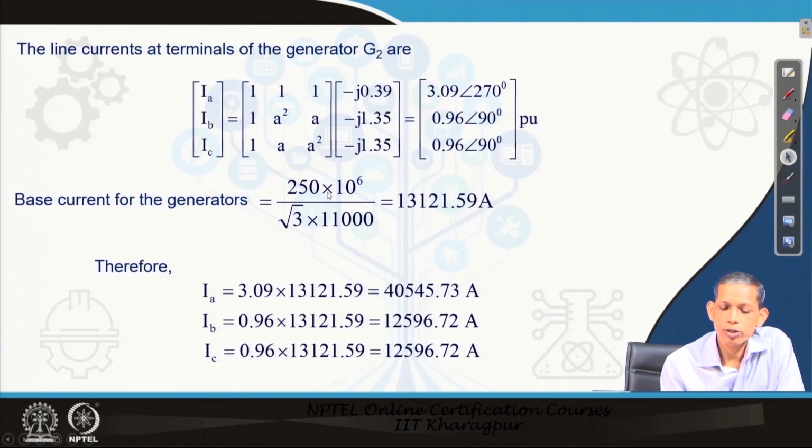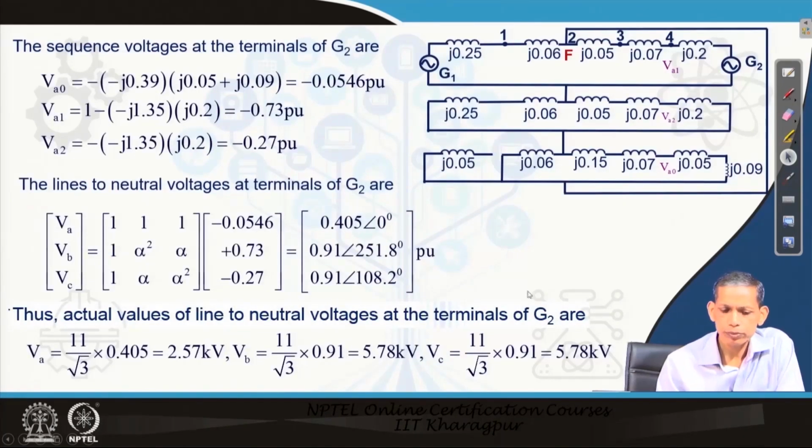Base current for the generators: 250 MVA, and the base voltage is 11 kV. Therefore, the corresponding base current is 13,121.59 ampere. Multiply this base current by the per unit values, and you get the corresponding set of currents for phase A, phase B and phase C contributed from the generator 2 side.